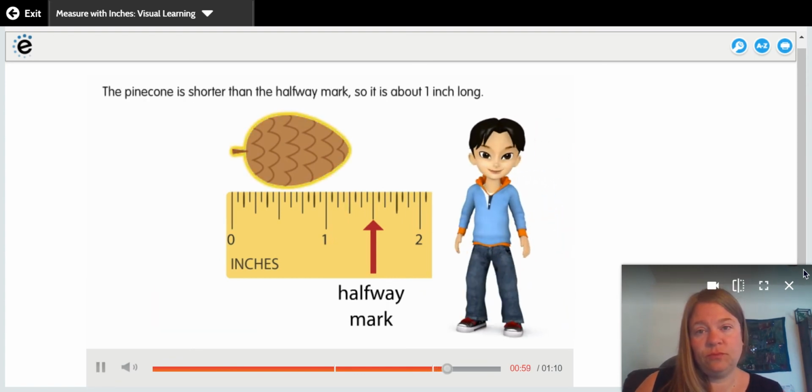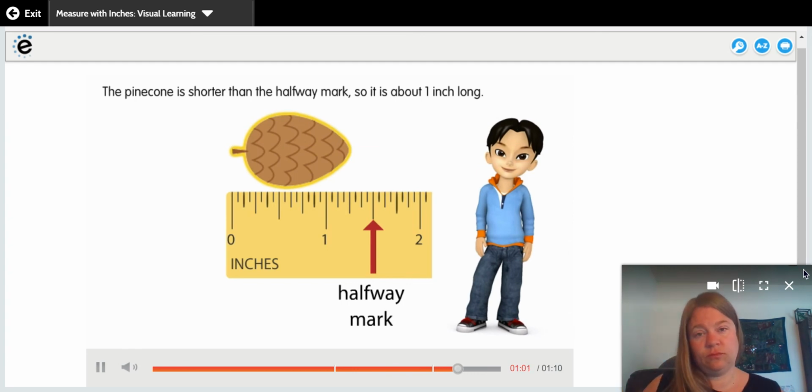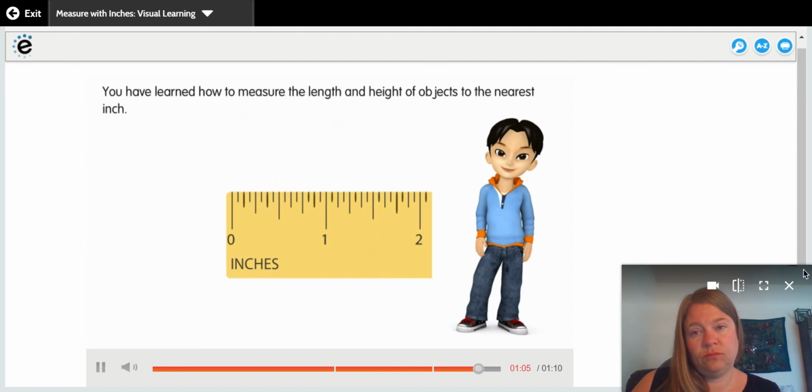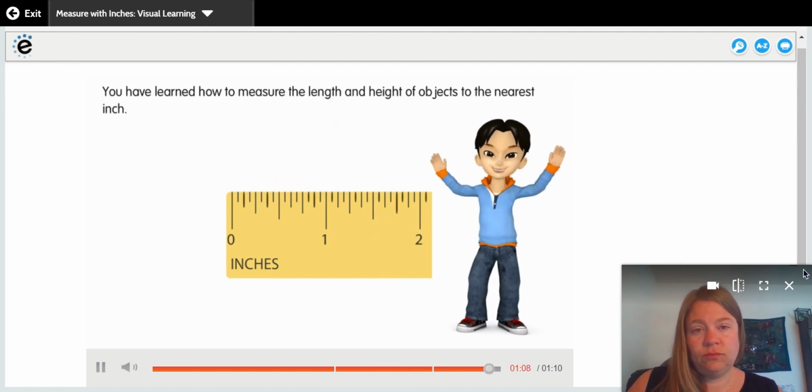The pine cone is shorter than the halfway mark, so it is about 1 inch long. You have learned how to measure the length and height of objects to the nearest inch.